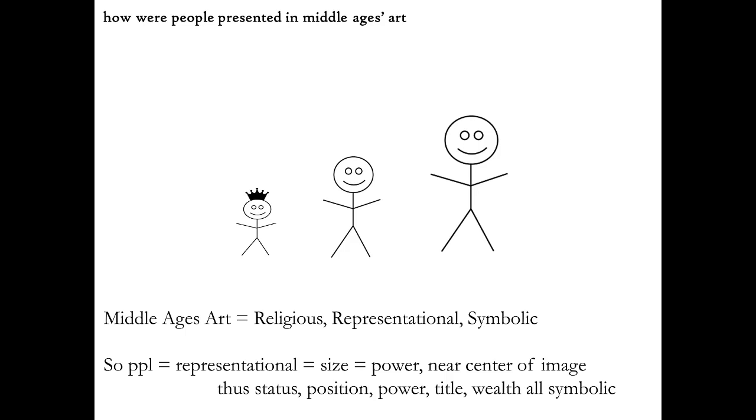So power, position, title, wealth is all symbolized by how big an object is and where it is located in the painting. The more important, the bigger the person will be, and the more in the center of the painting. This is the first place you look, is the center. So Jesus, always in the center. The wedding feast of Cana is this chaos, thousands of painted people. It's all over the place. Where's Jesus? In the middle.